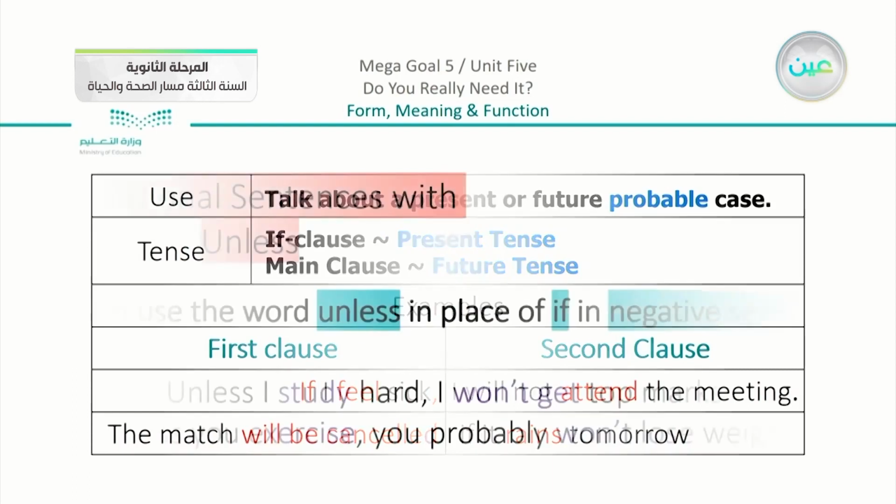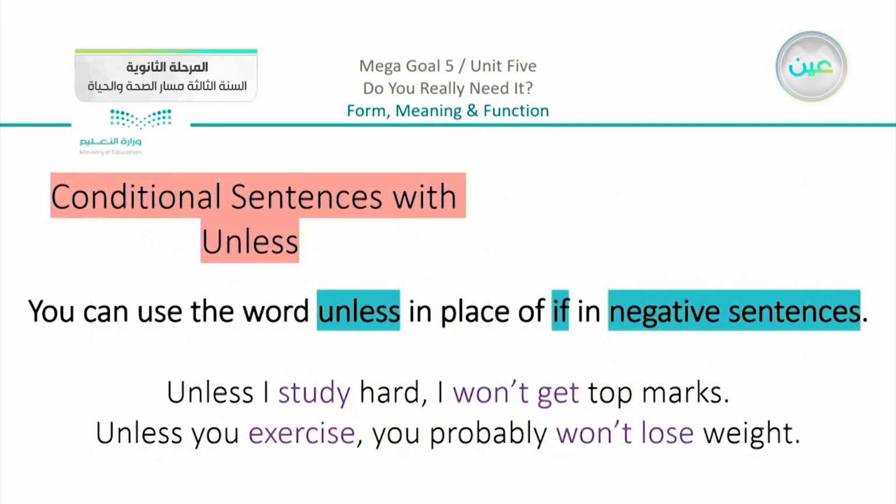Now also we have something else. As we used when with the zero conditional, here I can use conditional sentences with unless. You can use the word unless in place of if, but put in mind they have to be in negative sentences. So the same idea, I can replace, but I have to make sure if I am using unless that there is a negative meaning in the sentence. Now we have our examples.